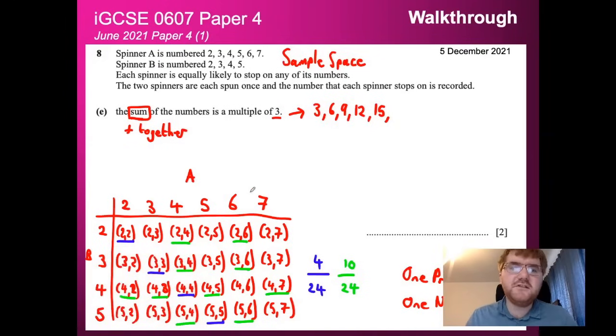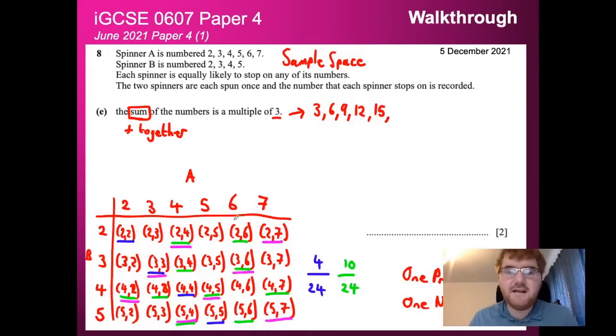What I'm going to do is go through and see if the sum is a multiple of 3. For example, the first one, well, 2 plus 2 is equal to 4, not a multiple of 3. 2 plus 3 is 5, not a multiple of 3. 2 plus 4 is 6, well, that is a multiple of 3. 2 plus 5 is 7, it isn't, etcetera. 2 plus 7 is 9, that is a multiple of 3. So I'm going to go through this process and label in purple all the ones that are multiples of 3.